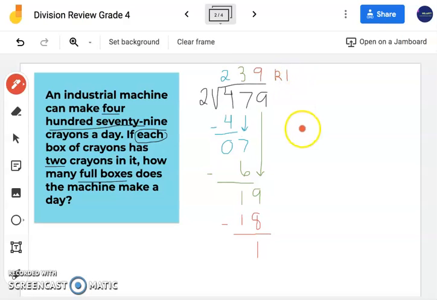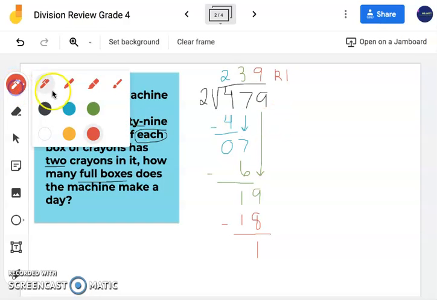Now let's say I wanted to check my work, make sure all of this was right. I could do 239 times 2. So again, you take your quotient and you multiply it by your divisor. Then you're going to find you get 478, which is really close. Now if I add my remainder, 478 plus 1, that's going to give me 479, which happens to be my dividend, and that's how I know I did this problem right. Now it's always important to go back and use multiplication to check your division work.